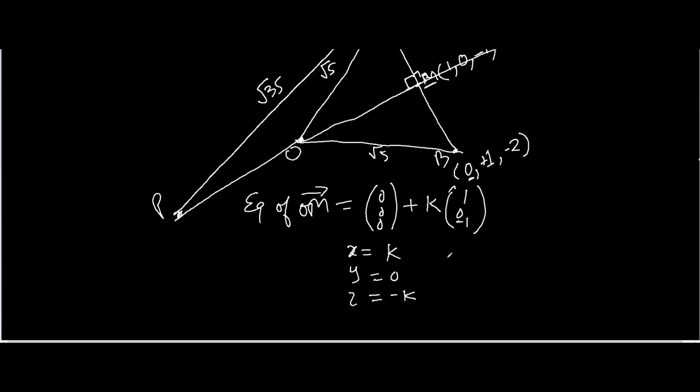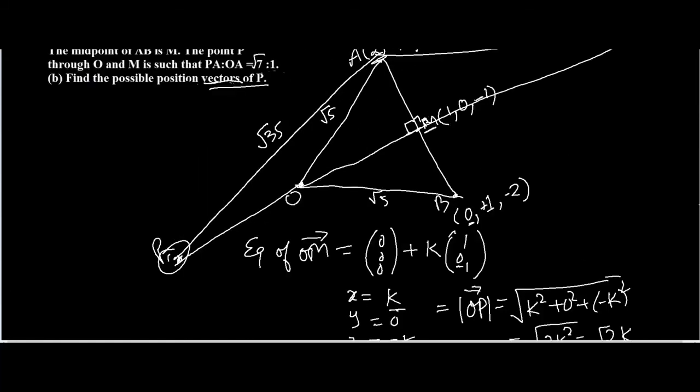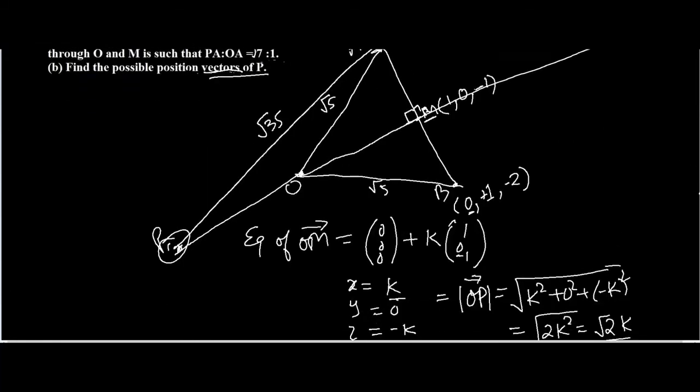Yes? And whatever is the vector, say OP1, let's call it OP1 or OP2, the magnitude of OP, I'm not writing 1 or 2, both directions, will be square root of K square, the x component, K square plus 0 square plus minus K square, which is the square root of 2K square, or K times square root 2. This is the magnitude of the points P1 and P2 from O.